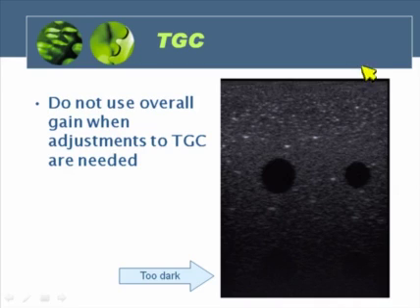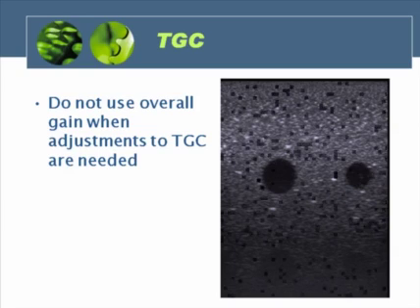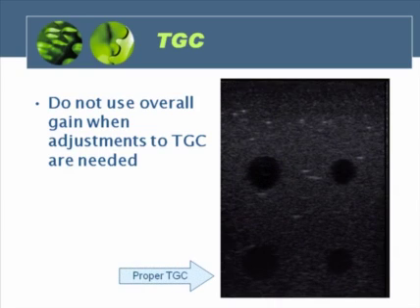Looking at this phantom, we can see that we're able to see these middle cysts very well. However, the cysts in the far field are too dark. Some people would automatically reach for the overall gain in this situation. However, if we increase the overall gain, we are able to see these far field echoes, at least a little better. However, we have now put echoes into our cysts in the nearer field, and these should not have echoes within them. So the proper way to adjust this image is not with the overall gain, but with the TGC.